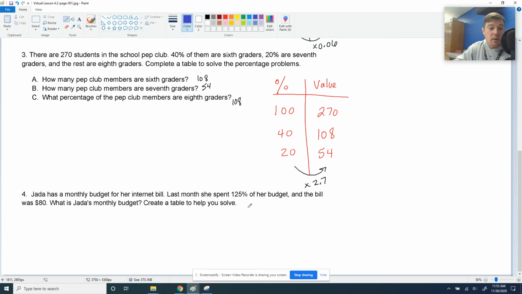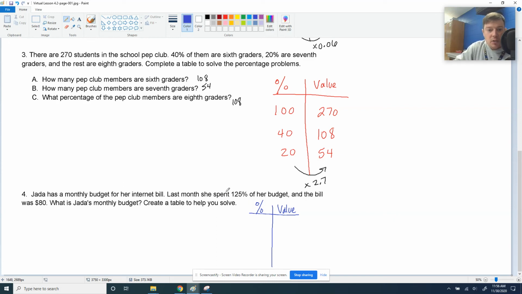Jada has a monthly budget for her internet bill. Last month, she paid 125% of her budget and the bill was $80. What is Jada's monthly budget? Create a table to help us solve. All right, so here's our table. It's always going to be a percent versus a value. Let's read the problem and get our percentages correct here.